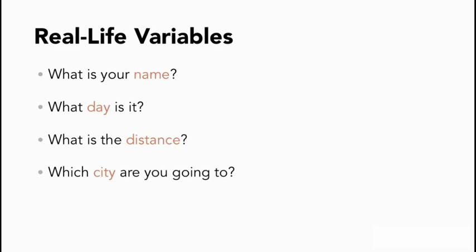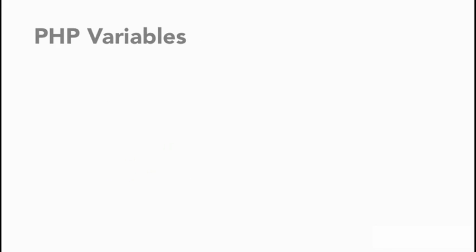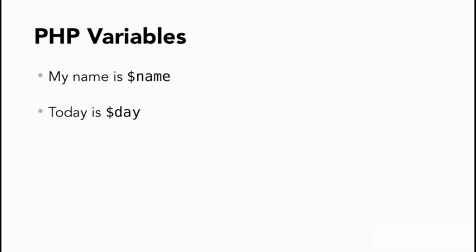To convert these real-life variables into PHP variables, just stick a $ sign at the beginning of the word. A PHP script can then change the value of the variable. Depending on who's logged into a website, name might become David, Scott, or Linda. PHP is capable of working out the current day or date, so day might become Monday, Tuesday, Wednesday, and so on. Using a database and input from a form, distance might be displayed as 380 miles if the city selected is San Francisco. But if the city changes to Santa Barbara, distance changes to 95 miles.